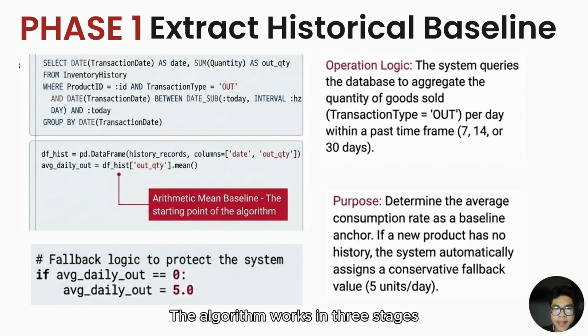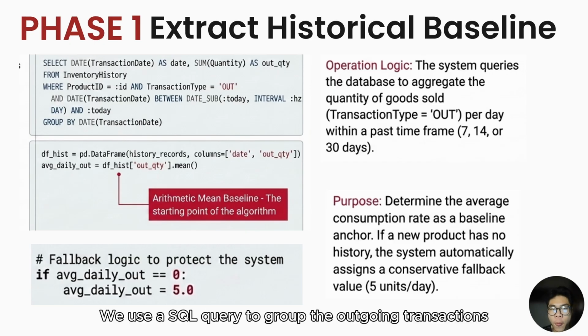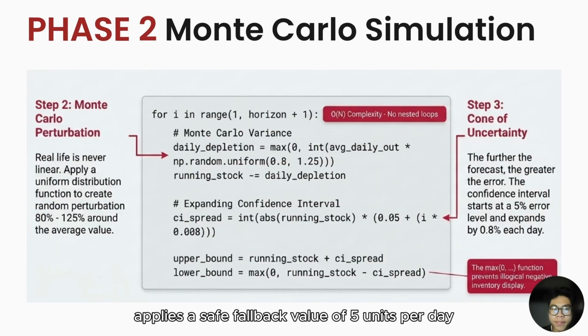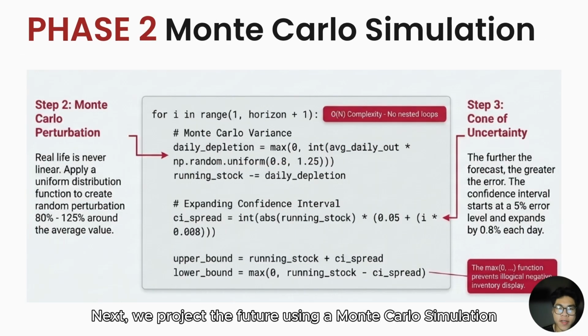The algorithm works in 3 stages. The first one is to extract historical baselines. We use a SQL query to group the outgoing transactions by day. Then we use the pandas library to calculate the average daily outflows. If a product is brand new or has no history, our code automatically calculates a safe fallback value of 5 units per day.